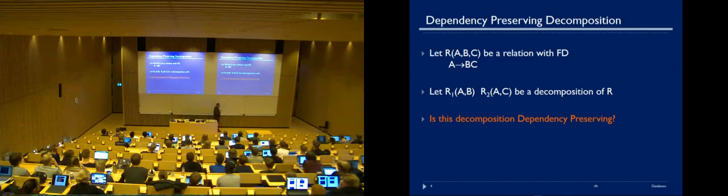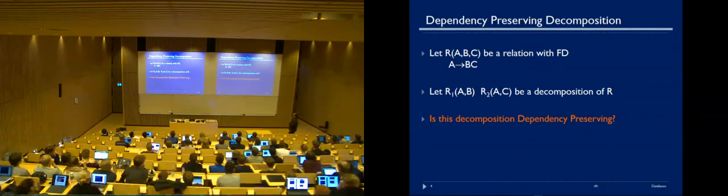So the question is: is this decomposition dependency preserving? We have 3 attributes here. Now we simplified a bit. The 3 attributes are A, B, and C. There is a functional dependency that A determines B and C. And we decomposed it into 2 relations. The one consists of attributes A and B, and the other consists of A and C. We didn't do too much. We had 3 attributes in a relation, and now we have 2 relations with 2 attributes each. They have A in common. It looks like a reasonable decomposition.